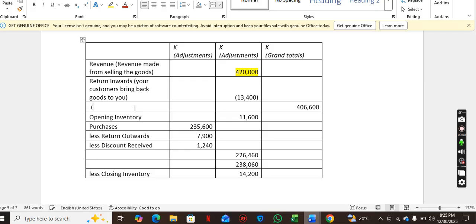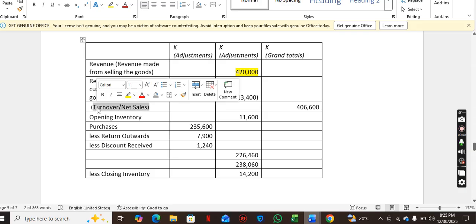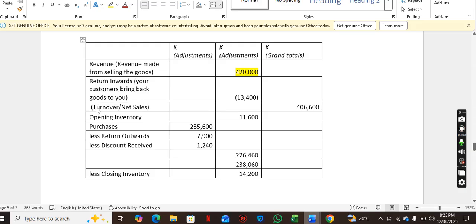In high school books, you're going to see this called turnover. Other books, you might see this as net sales. If you want, you can just leave it blank, or you can put here turnover or net sales. Any questions before we go to the next part?